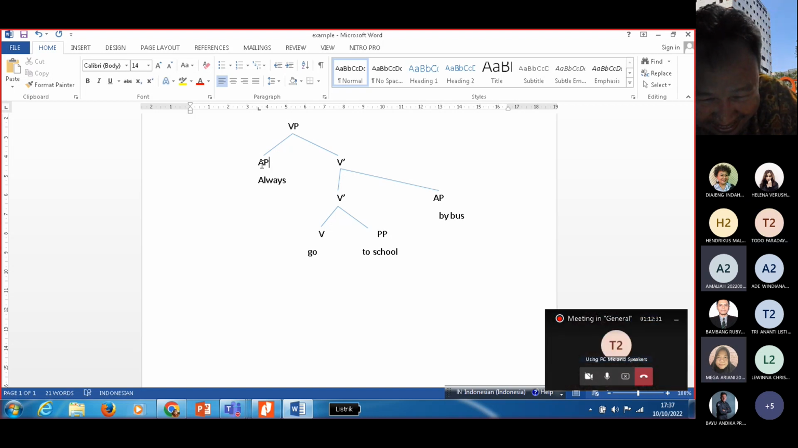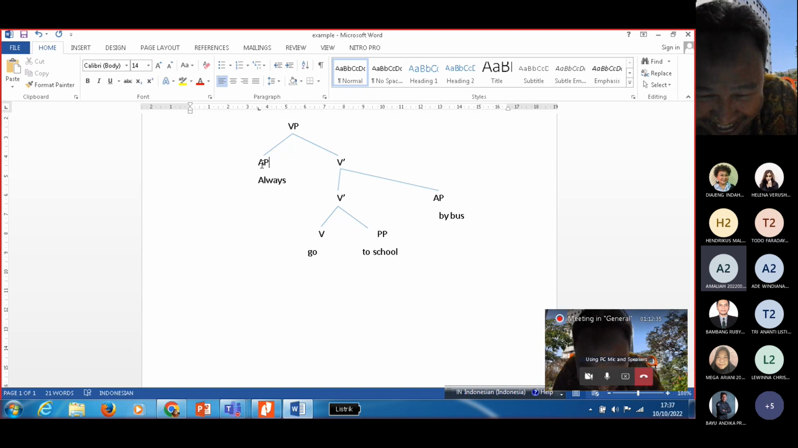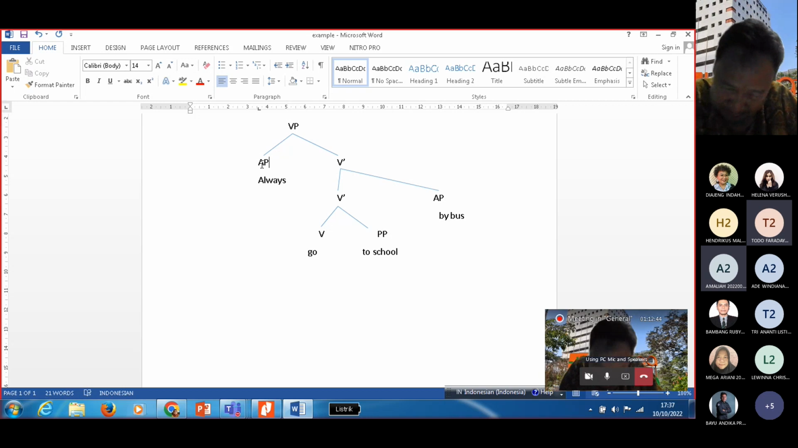Because it's daughter of PP and sister of V-bar. Right. So basically you are translating the definitions of specifier, adjunct, and complement into your tree. Okay?